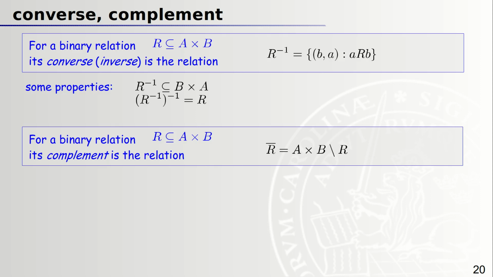Remember that a relation from A to B is just a subset of the cross product A cross B. That is, it may contain some pairs from A cross B, but may not contain others. The complement of a relation from A to B is just the set of pairs in A cross B that are not an element of R. In other words, it is the product A cross B minus the relation R. The complement is denoted by a bar over the relation.